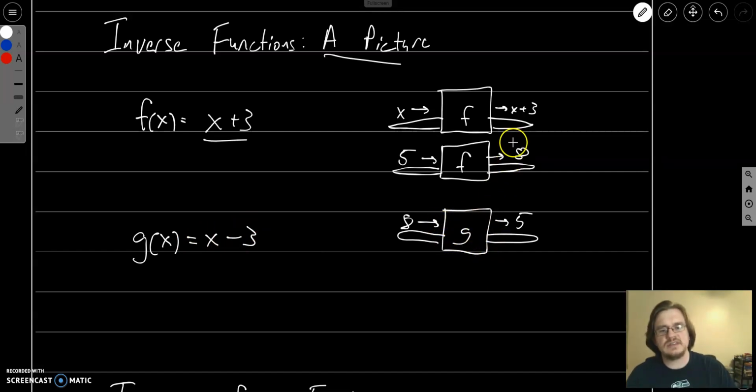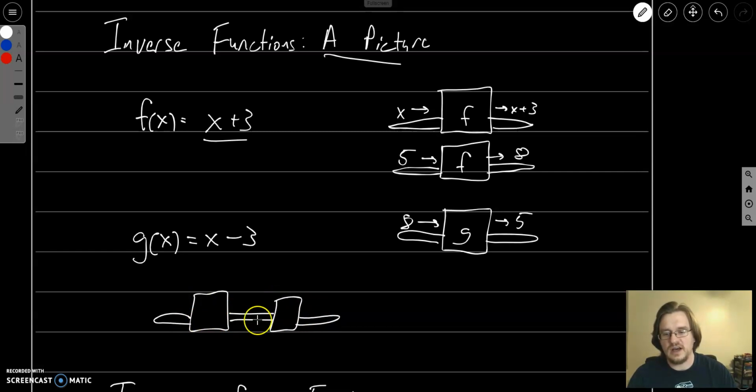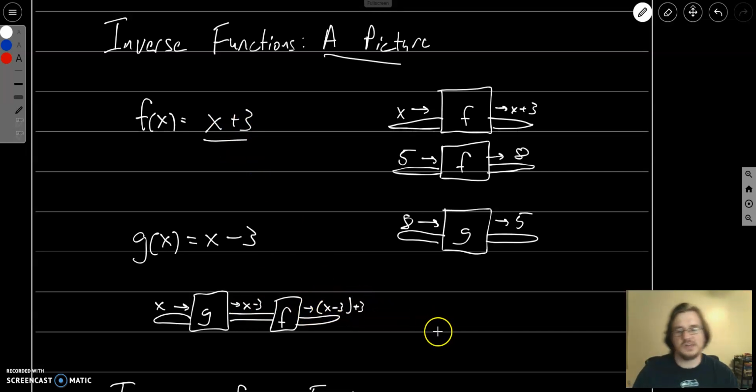And what we'll see is that these functions undo one another. So when I hook these machines up, as in when I compose these functions, if I plug x into g, what do I get? I get x minus 3. And when I plug that back into f, I'm simply going to add 3 to it. So it'll be x minus 3 plus 3. But we can see that this cancels and we just get x back. So what we started with is what we end with, and they undo each other.